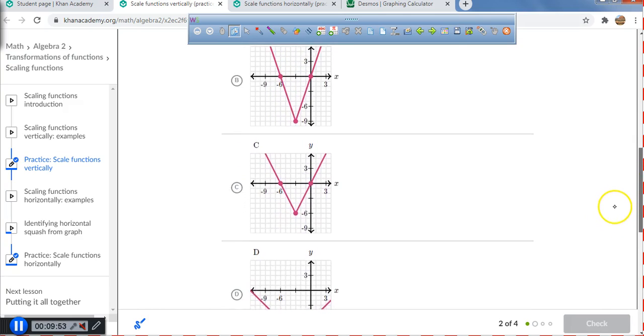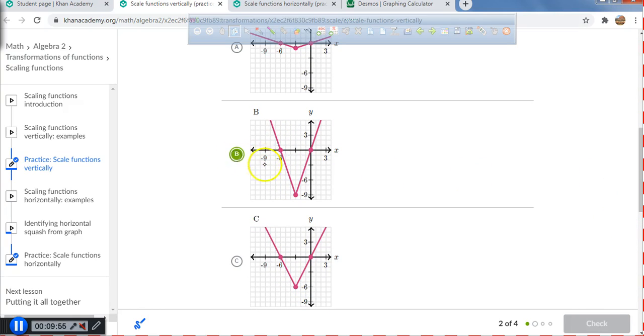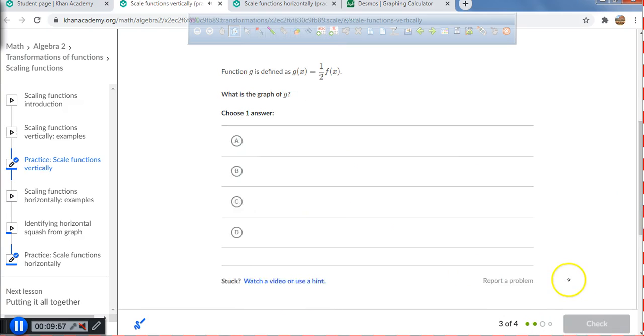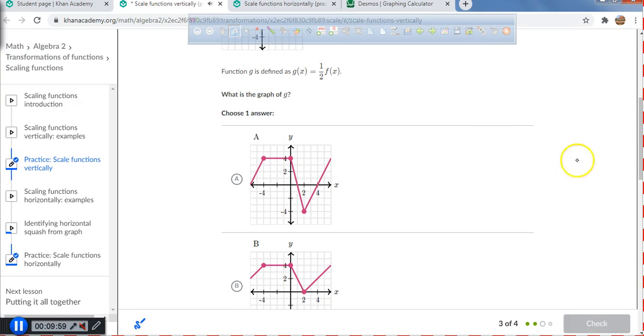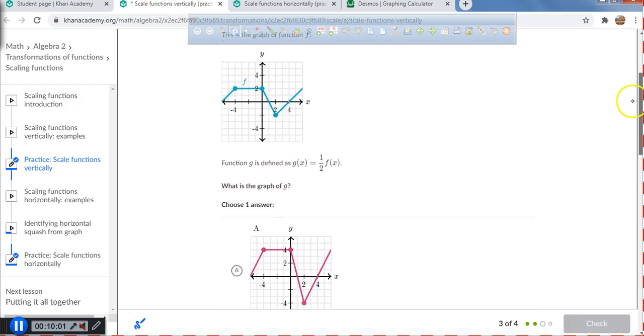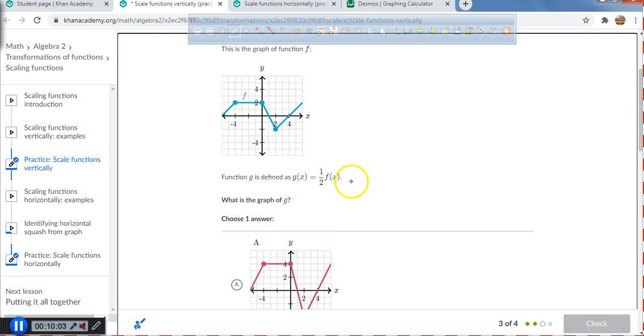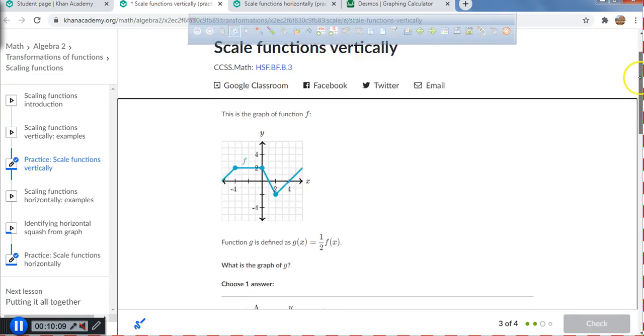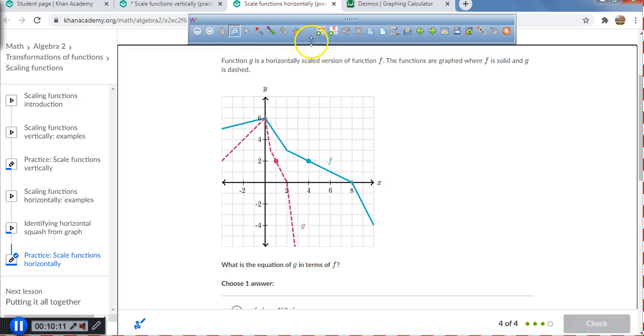All right, let's be right. So I'm not going to do any more. This is just basically dealing with this exact same stuff. All we're doing is taking half of this, so half of that y value, half of that y value, half of that y value. We're going to go ahead and move on to scaling functions horizontally, which looks a little bit more difficult.